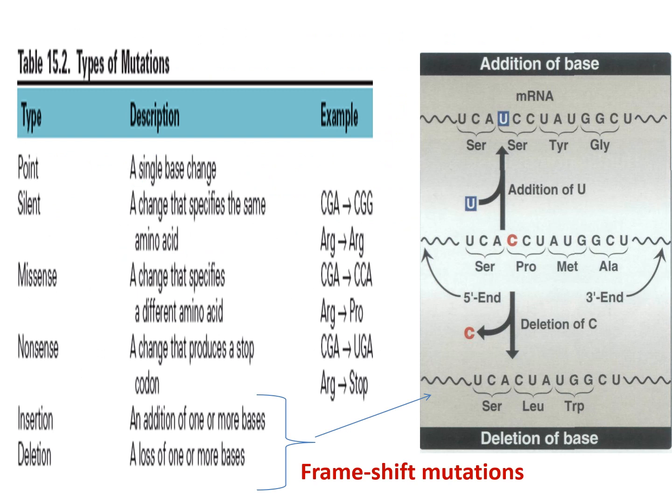So this is a summary of how frame shift mutation can delete or insert unnecessary codons in the start, and the deletion and the insertion can be associated with this frame shift mutation.